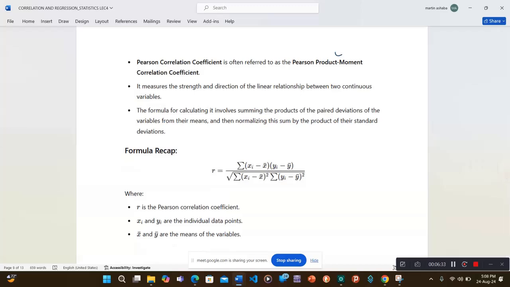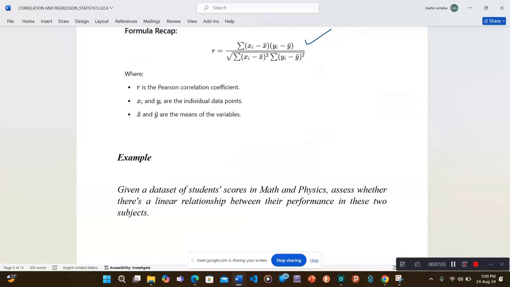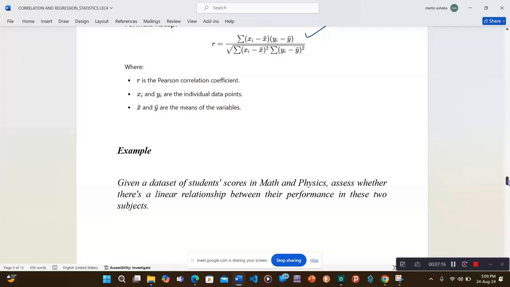We have said this is the same as Pearson product moment correlation coefficient. It measures the strength and direction of the linear relationship between two continuous variables. It involves summing the products of the paired deviations of the variables from their means and then normalizing this sum by the product of their standard deviations, which is shown here. R is the Pearson correlation coefficient, xi and yi are the individual data points. Then x bar, y bar, as we said, they are the means.